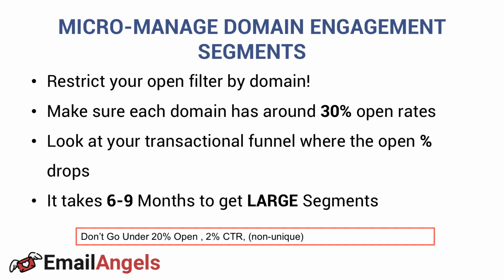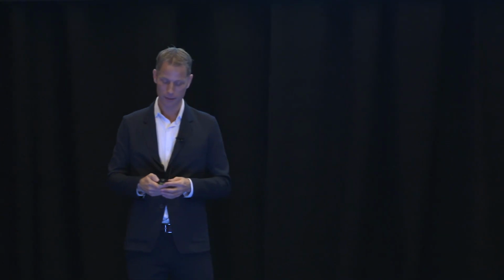And look at your transactional funnel, the first email that goes out, and look at the percentage. Also, this is a big one. Have patience, guys. It takes 6 to 9 months to get really large segments. That's what it takes for people to take action and get into your engagement. It's the long game. Email takes a lot of time.